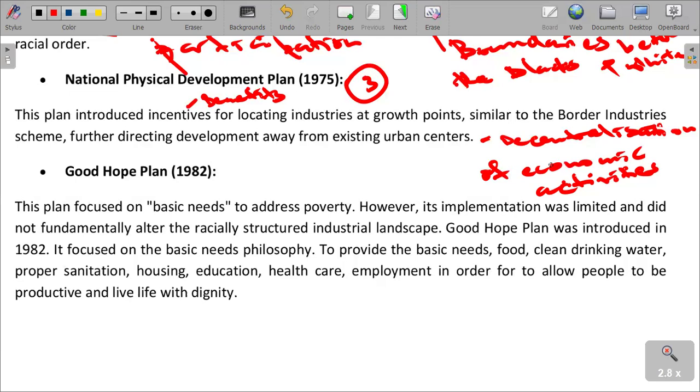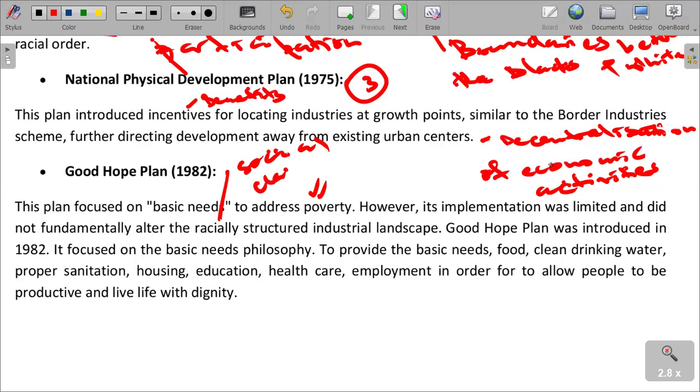the Good Hope Plan of 1982. This plan focused on basic needs to address poverty. However, its implementation was limited and did not fundamentally alter the racially structured industrial landscape. So the division, the social classification, remained in place.